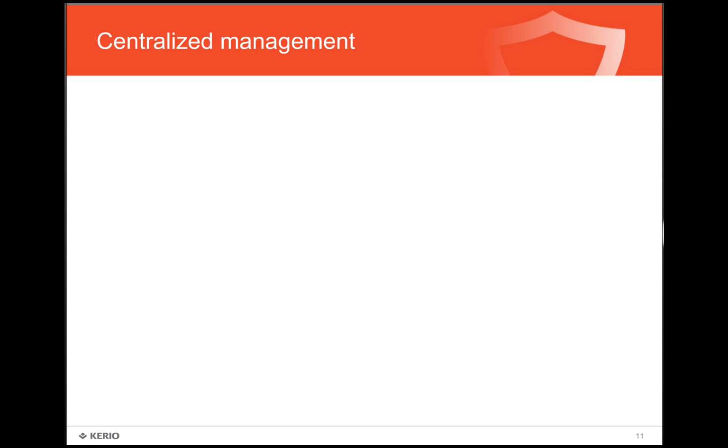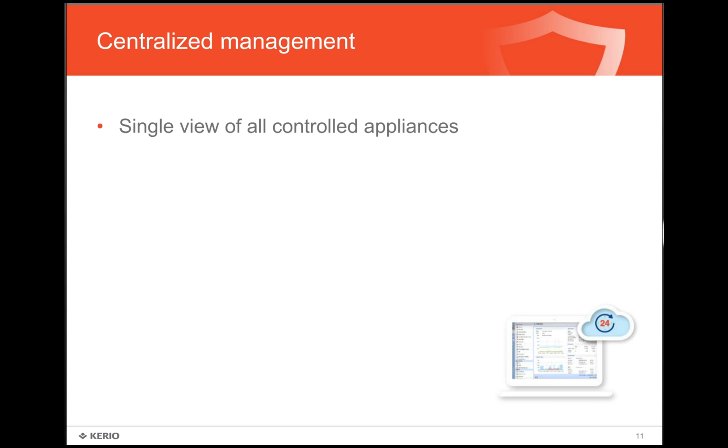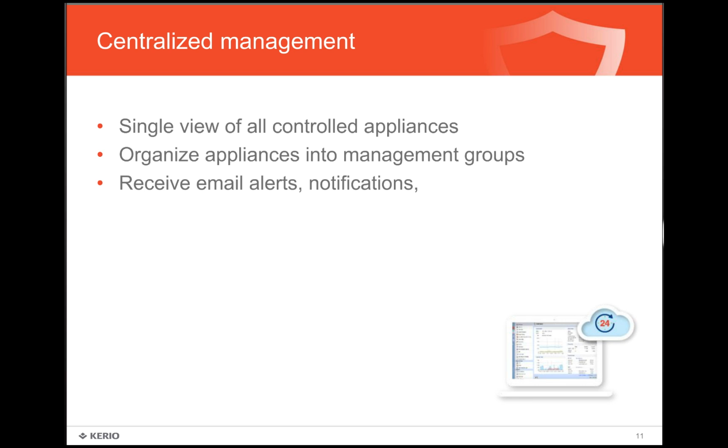So let's have a sneak peek on the centralized management. You get a single view of all your controlled appliances. You can organize appliances in separate management groups. For example, if you have a customer with 5 Kerio Controls, you can create an organization which is named like your customer, and you can drop all those appliances into this organization.